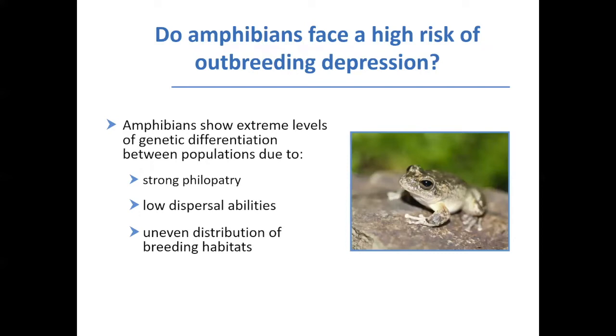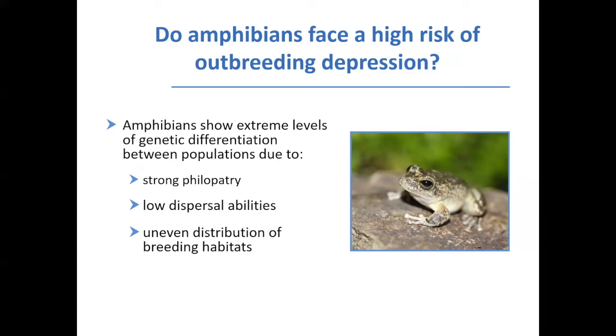So do amphibians face a high risk of outbreeding depression? The answer is most definitely yes. This is largely because amphibians typically show an extreme level of genetic differentiation between populations due to strong philopatry. Many amphibians return to the same site to breed year after year.